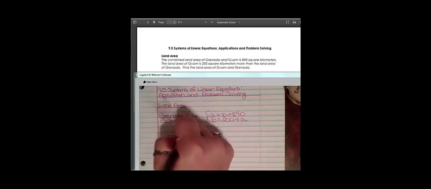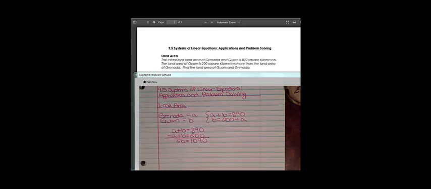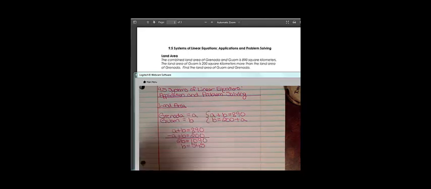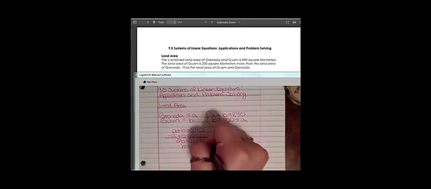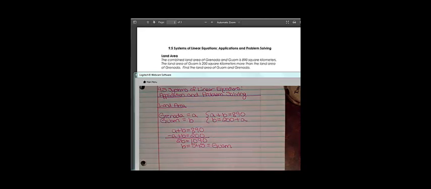We'll get 2b equals 1090. So if we divide both sides by 2, you're going to get b equals 545. Remember, b is Guam, so that's Guam. Guam is 545 square kilometers. So now we need to know what a is.